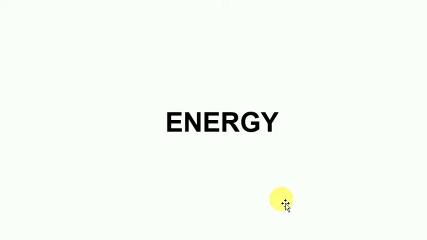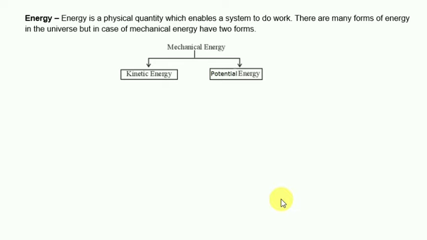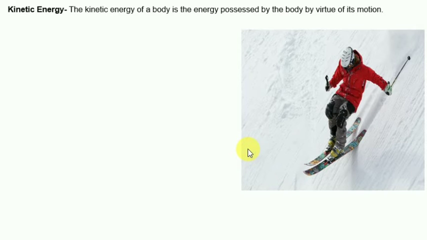Energy is a physical quantity which enables a system to do work, and we need energy for whatever kind of work we have to do. There are many forms of energy in the universe, but in the case of mechanical energy we have two broadly: one is kinetic energy and the second is potential energy. So we will first see kinetic energy.